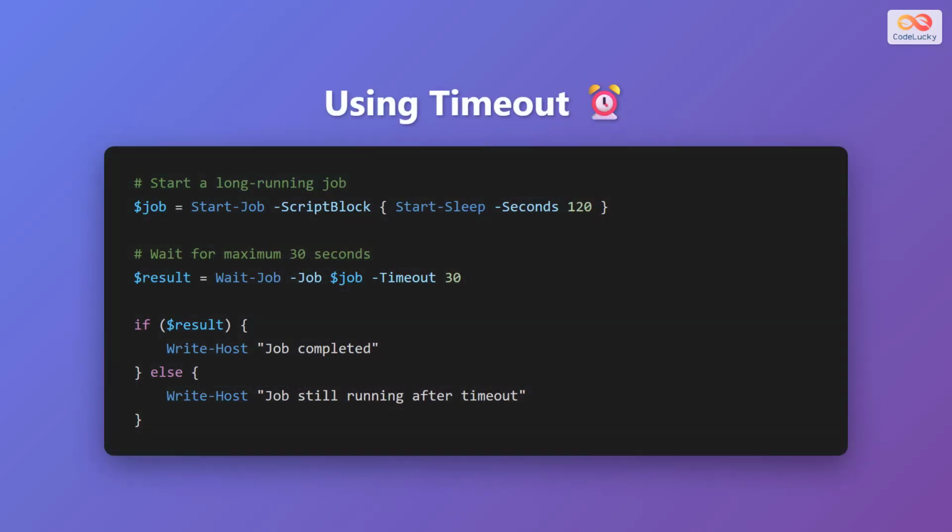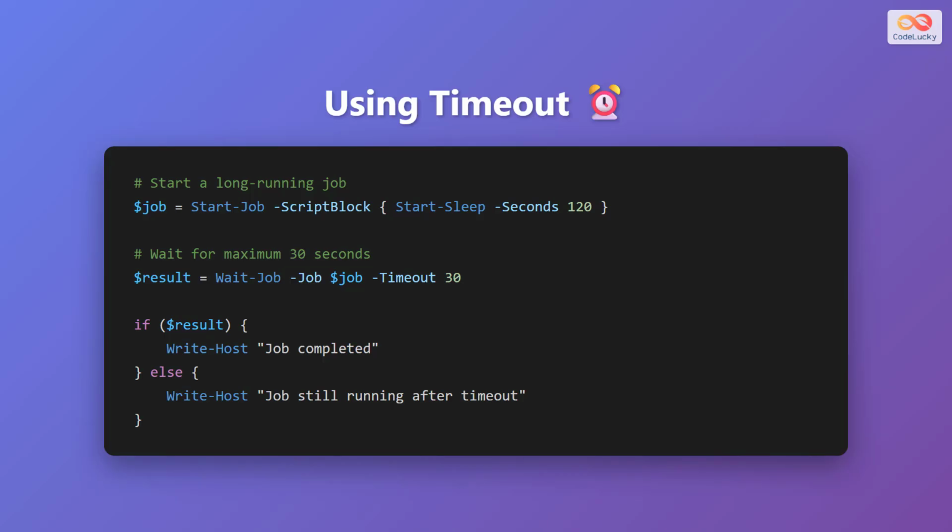Here's a practical example using the timeout parameter. We start a job that sleeps for 120 seconds, simulating a long-running task. Then we call Wait Job with a timeout of 30 seconds. This means we'll wait a maximum of 30 seconds for the job to complete. The result is stored in a variable.